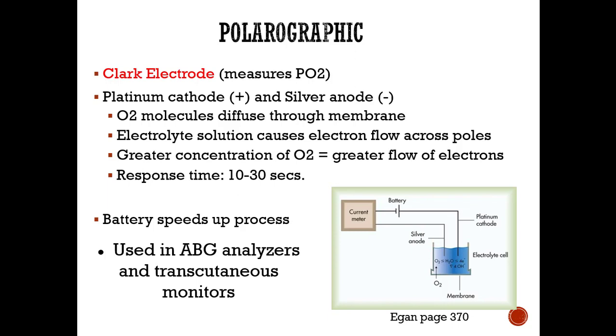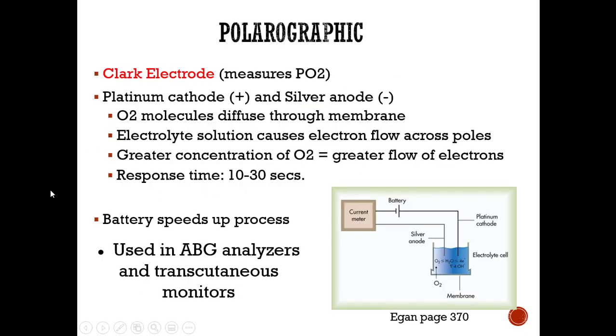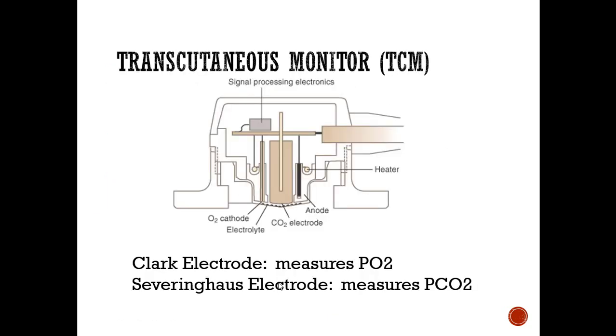The Clark electrode is also used in ABG analyzers and transcutaneous monitors. So I would say Clark electrode measures PO2, the battery speeds up the process, and the Clark electrode is used in ABG analyzers and transcutaneous monitors. That's it for this slide. That's all you're required to know.